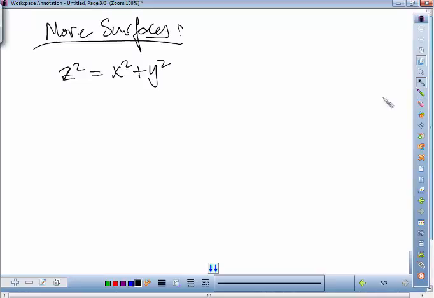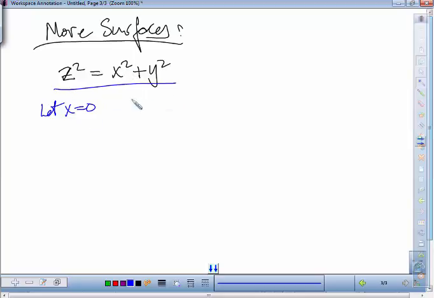This is going to be kind of weird. Let's let x equal to 0 and see what happens. This is on the xz plane, right? No, the yz plane, sorry. It is on the yz plane. So z squared is equal to y squared. What is that? A line? It'll be two lines. So it's a line, but there's actually two of them. z is equal to y, z is equal to negative y, plus and minus the square root.